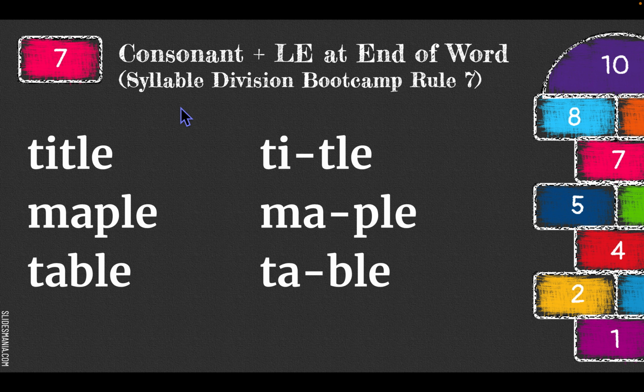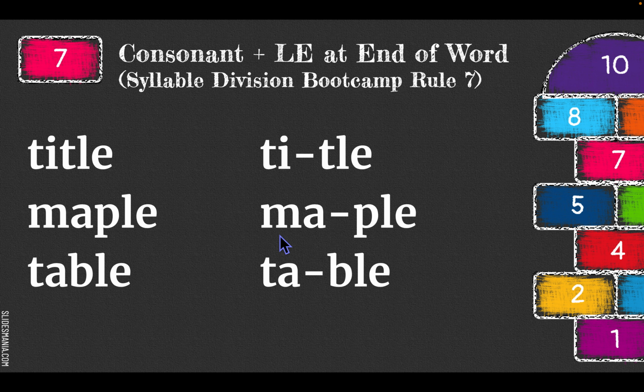If we have a word that ends with a consonant plus an L and an E, and it's more than one syllable, we are going to divide 3 letters from the end. I cover this rule in detail in my Syllable Division Bootcamp Rule 7. So right here we have a word. It ends in a consonant plus an L and an E. So we're going to split the word right here. We're going to do the same thing, 3 letters from the end and 3 letters from the end. Now the first syllable for each of these ends in a vowel. So we will try the vowel's long sound first.